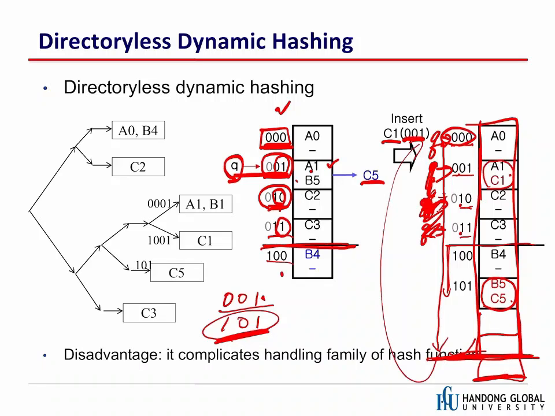But in the directoryless dynamic hashing, we cannot have this directory. So we can have only this one, not as a directory, but just as an identifier, the sub-pattern of the identifier. And the hash function should be able to know how much we should read. So in directoryless dynamic hashing, the hash function plays the role of the directory too. Okay, that's it.